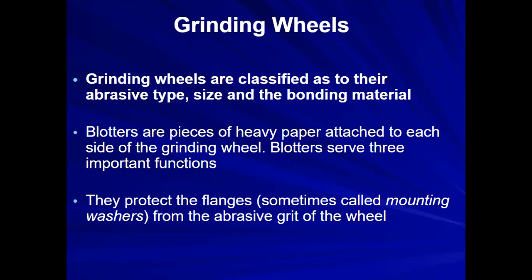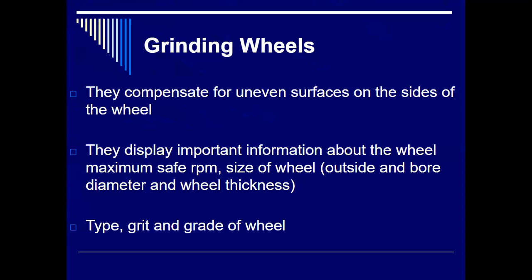On the bigger stones and grinding wheels, what we see is called a blotter. A blotter is a piece of heavy paper attached to each side of the grinding wheel. They serve 3 important functions. They protect the flanges from getting pinched and crushed. They also display important information about the wheel: maximum size, safe RPM, outside diameter, bore size, and wheel thickness. They also talk about the grit, the grade of the wheel, and what it's used for. And those paper blotters can also compensate for uneven surfaces on the side of the wheel.